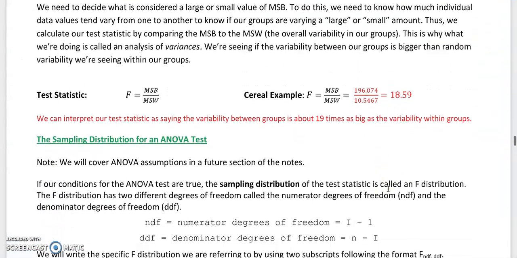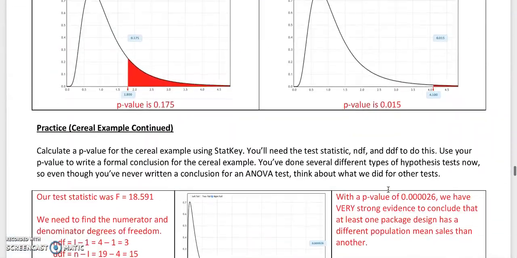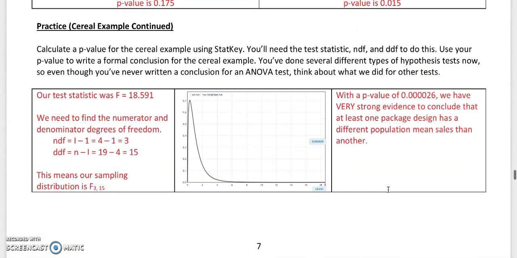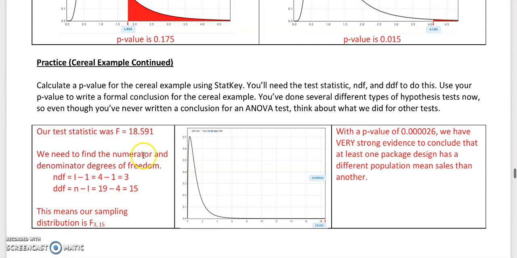All right. And a lot of this is in the notes here. I'm going to scroll back to our example that we're working through. All right. So here's my test statistic. Here's how I found the degrees of freedom. That tells me what my sampling distribution is. And then I go do what we just did in StatKey.